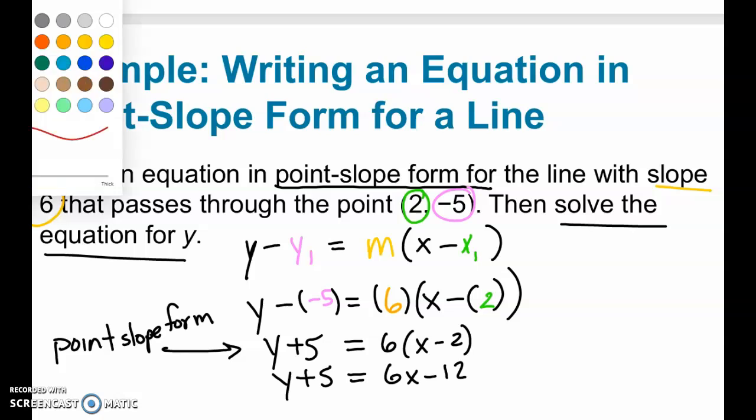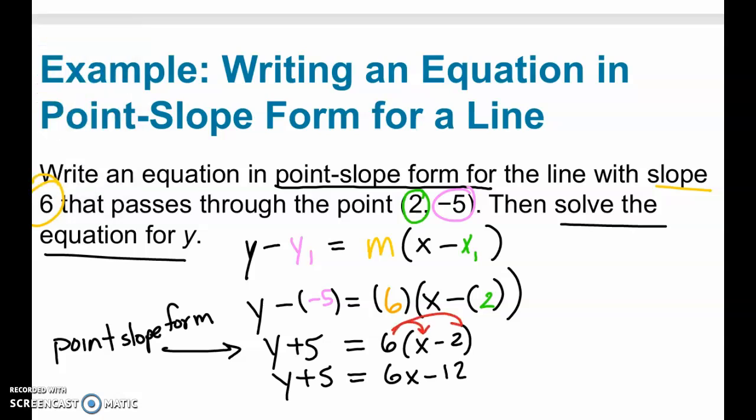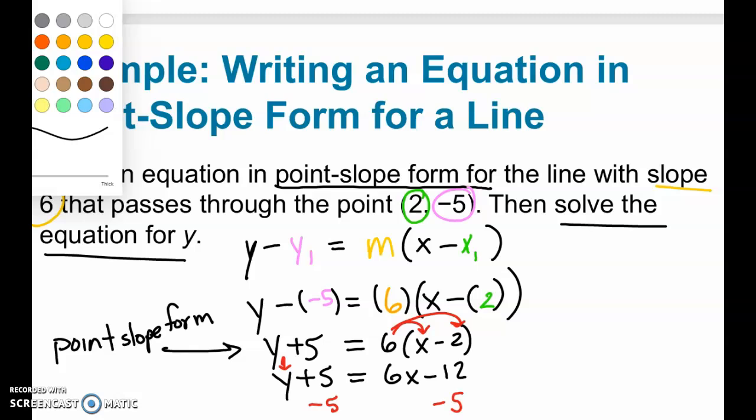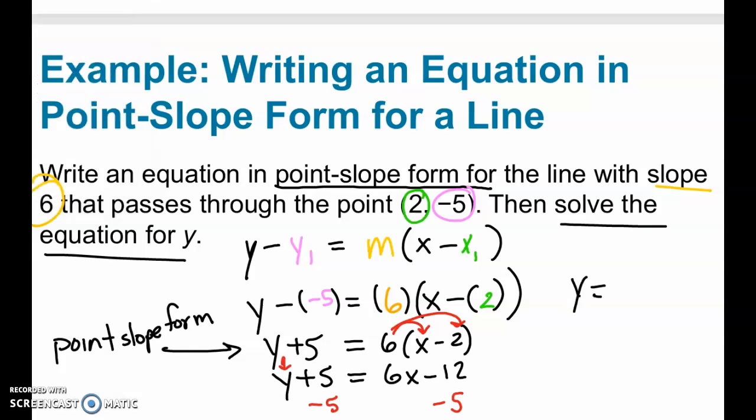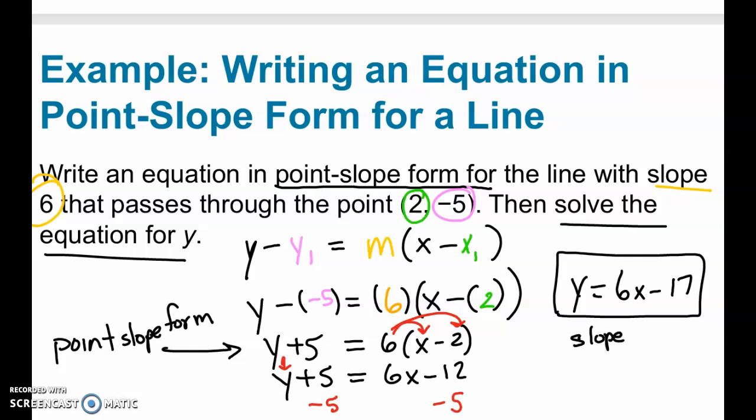What I did was I took the 6 and I distributed it to each of these terms, and I ended up with this. And now in order to solve for y, I have to subtract 5 from both sides. And then I have solved for y. Y is now by itself. And so I'll say y is equal to 6x minus 17. This is solved for y. This is what we call the slope-intercept form of the equation of a line. This has a slope of 6 and passes through the point 2, -5.